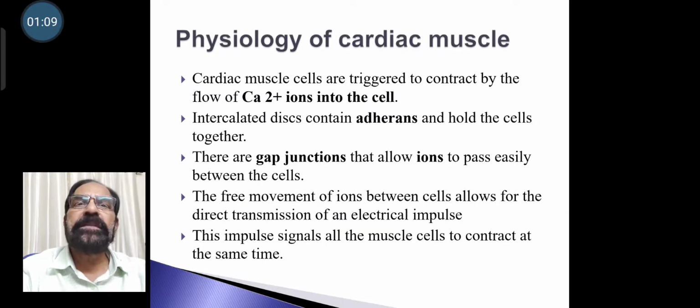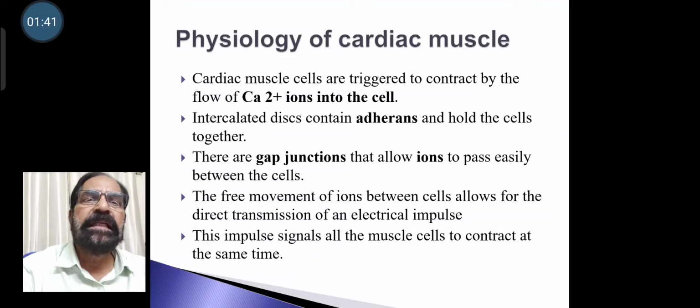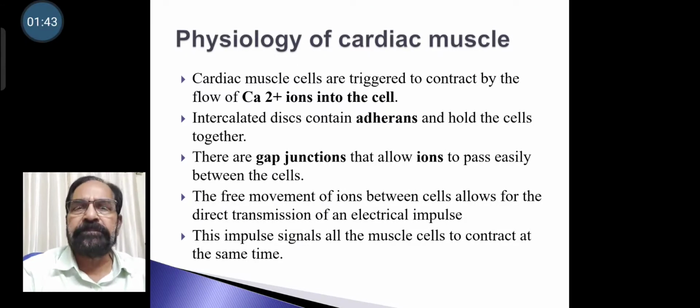The physiology of the cardiac muscle. Cardiac muscle cells are triggered to contract by flow of calcium ions into the cell. Intercalated discs contain adherens junctions and hold the cells together. There are gap junctions that allow ions to pass easily between the cells. The free movement of ions between cells allows for the direct transmission of an electrical impulse. This impulse signals all the muscle cells to contract at the same time.